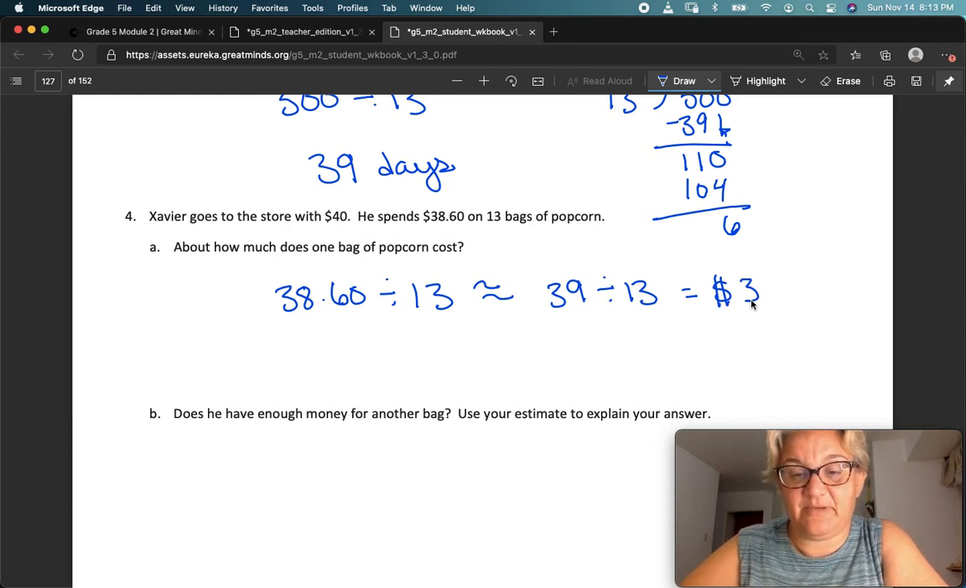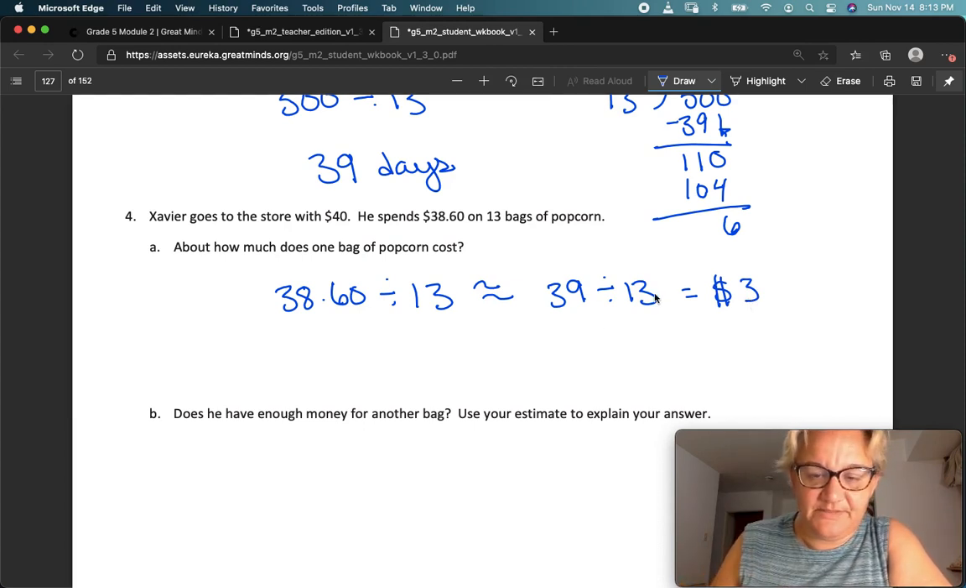That's an expensive bag of popcorn too. All right, but 13 goes into 39 how many times? 3 times, right? Let's just double check our work. Yep, there it is.